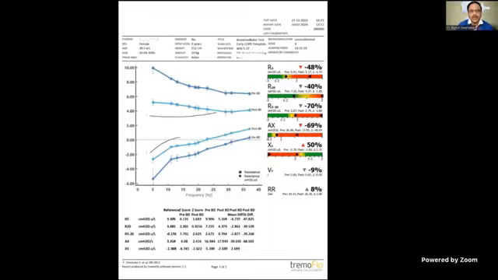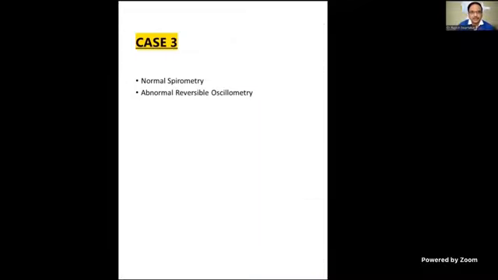This is another case, a perfect example of how you can show the reversibility in oscillometry. So the curves would come at actual closure. This is pre-bronchodilation, this is post, and it is showing the change for the better in AX and R5 minus R20. And by looking at the graph itself, you can see that this is a case of reversible obstructive disease, and maybe a case of asthma.